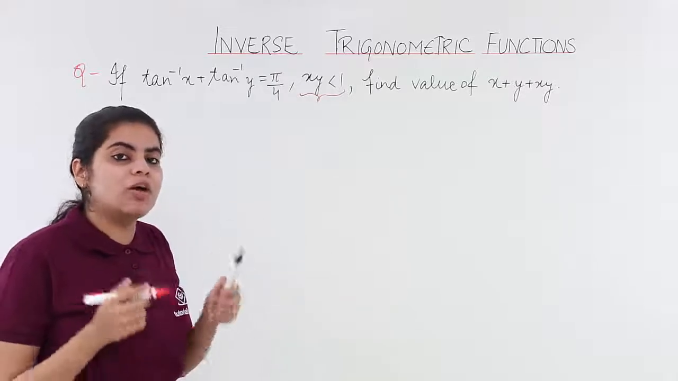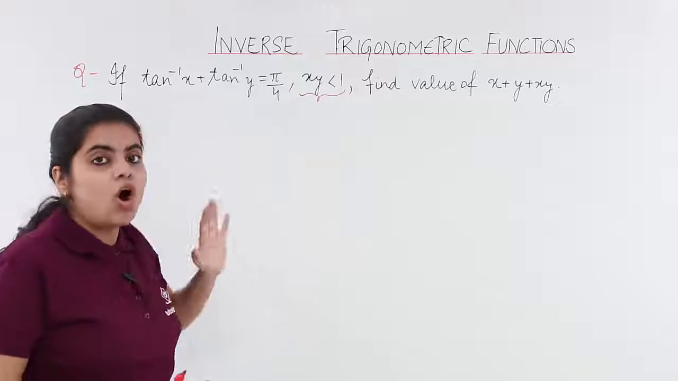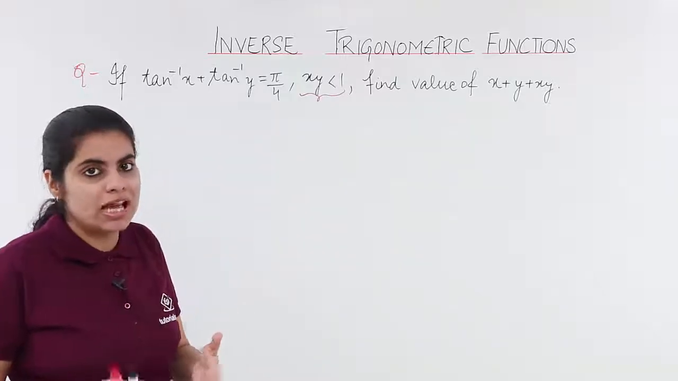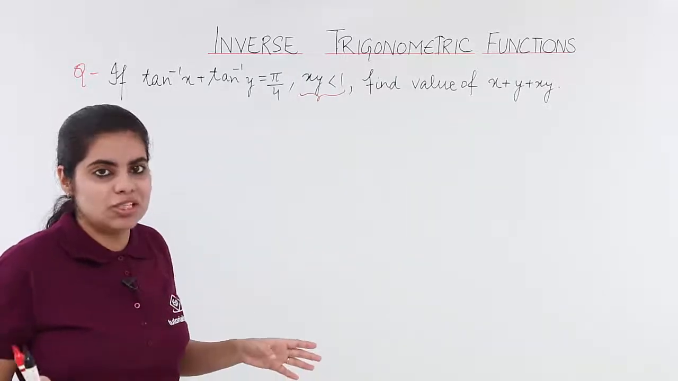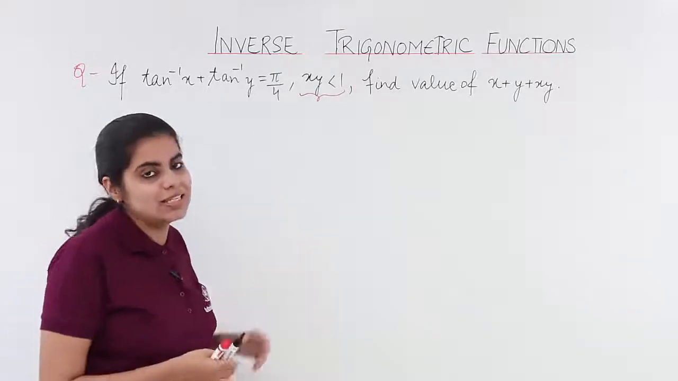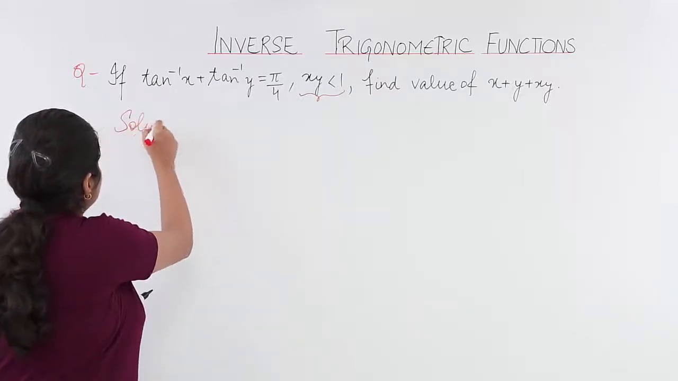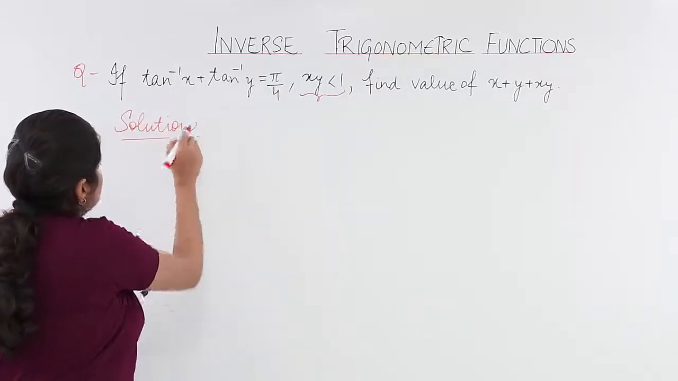Now for those who have watched my previous videos, they know that the three formulas all have different conditions and hence the value changes. So for xy less than 1, what formula are we going to use? Let's see the solution. I put the heading solution and let's get started now.